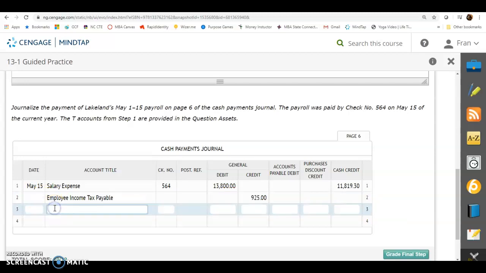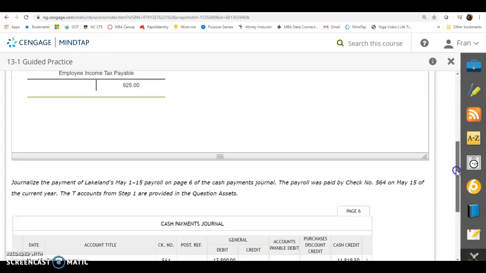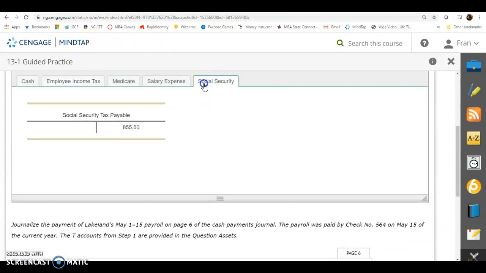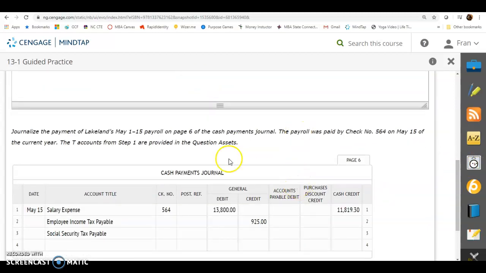Okay. The next one is going to be Social Security tax payable. Also a credit. That was $855.60. And then lastly, we have Medicare tax payable. And I just happen to remember that was $200.10.